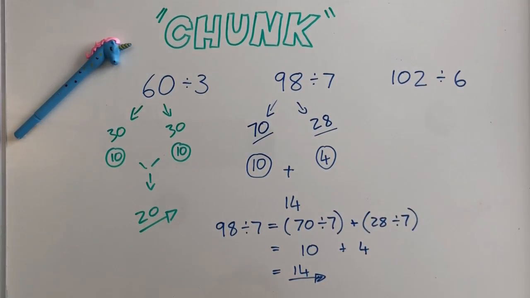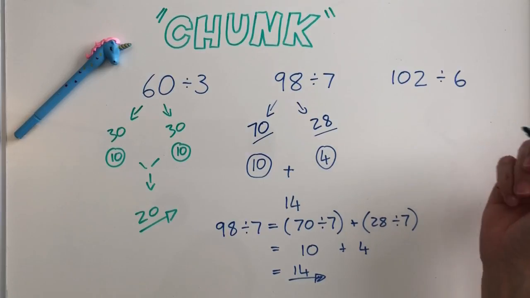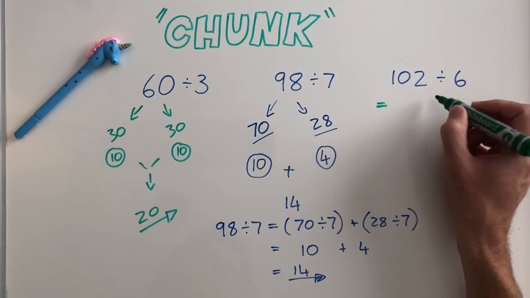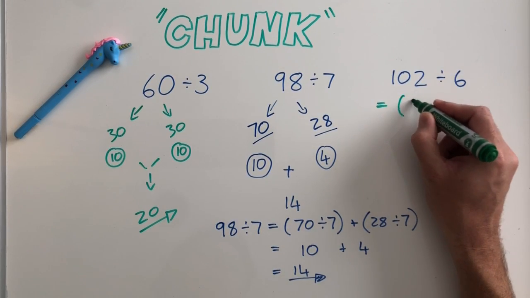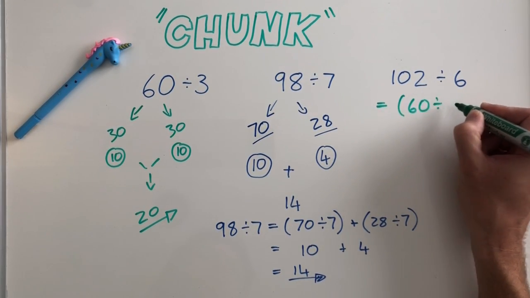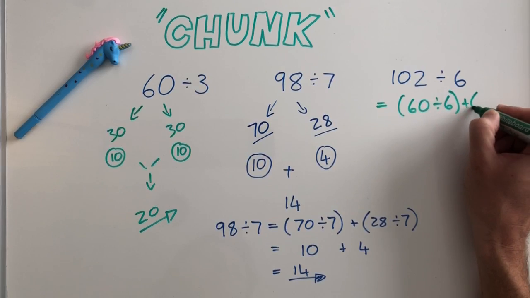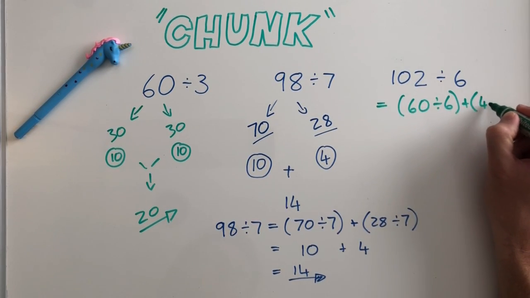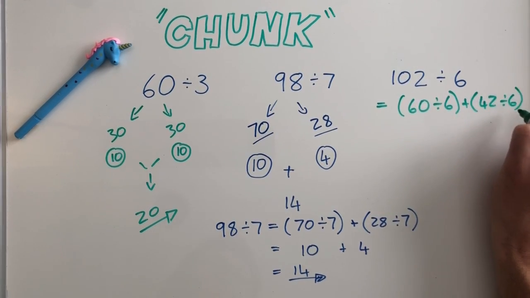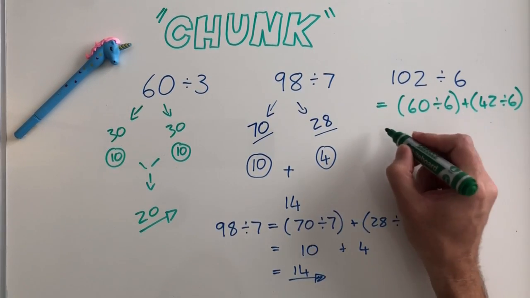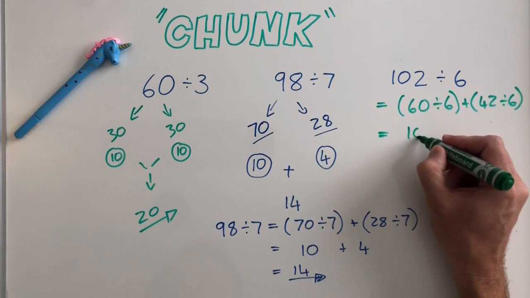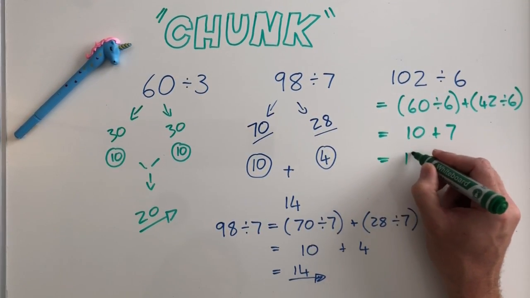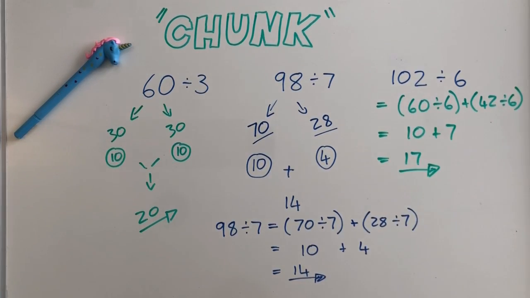In this one, we can do exactly the same thing. Let's write it out as we would. This is going to be the same as, I'm going to do a 60. Let's say I take a 60 off there. 60 divided by 6 plus, what's left if I take 60 off 102? 42. Divided by 6, I hope. Let me check. Yeah, there's enough space there. 60 divided by 6 is going to be 10, and 42 divided by 6 is going to be 7. So this is going to be 17 in total.